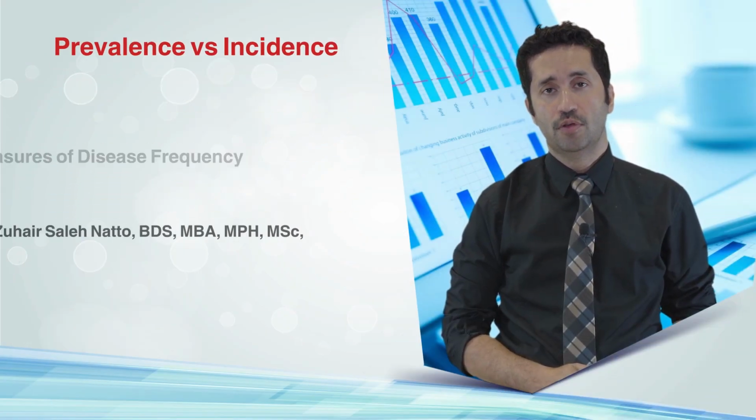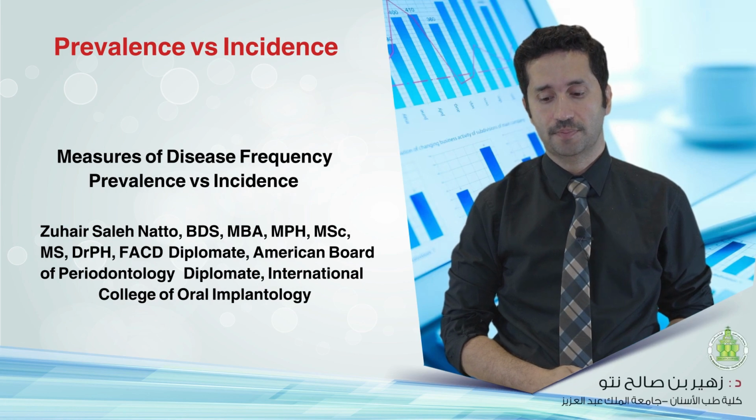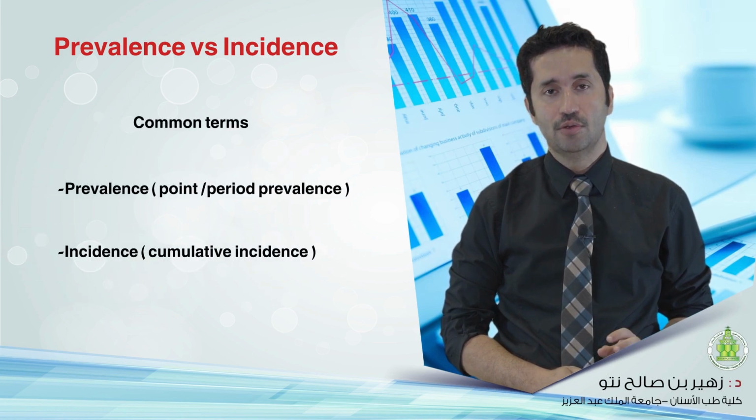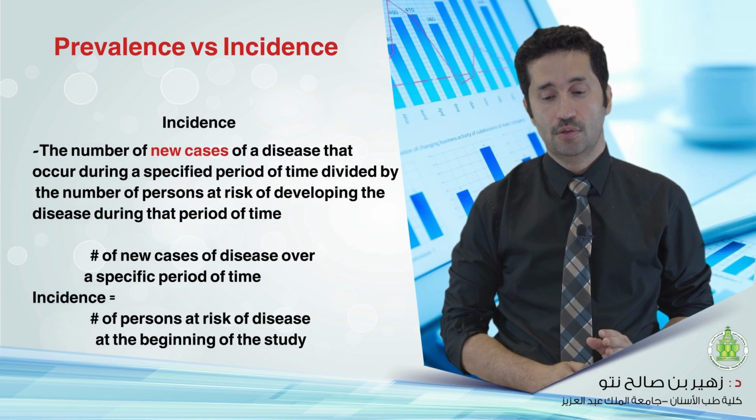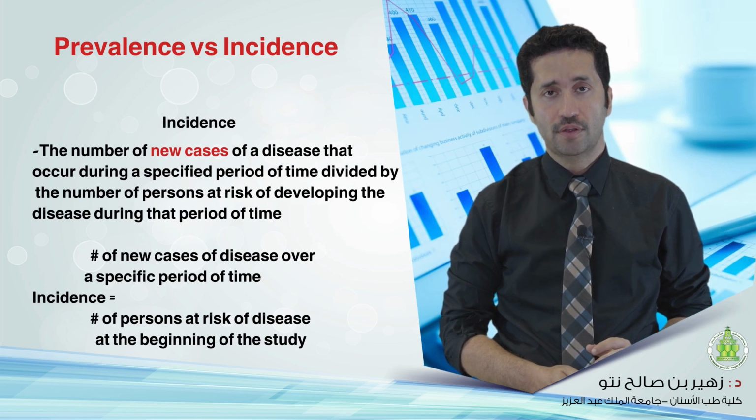In this video, we will talk about the difference between prevalence versus incidence. Incidence is the new cases over a specific time. The equation for that is new cases over population at risk. It measures the probability of developing a disease during a specific time.